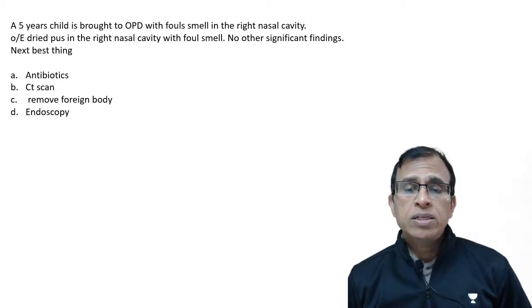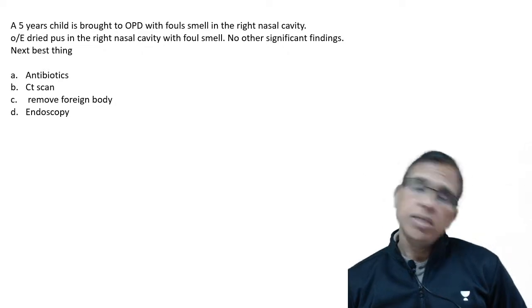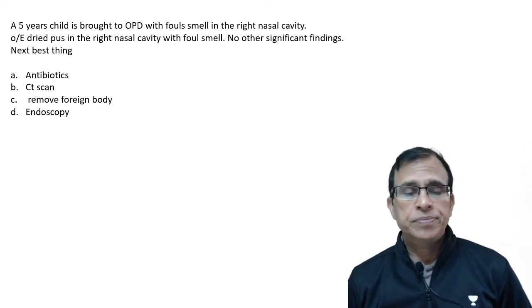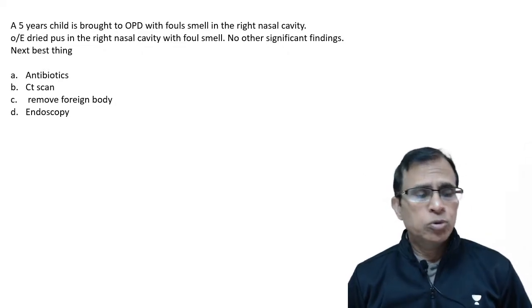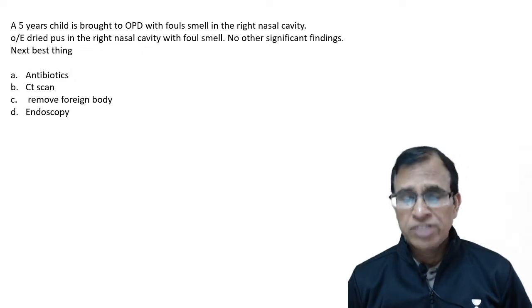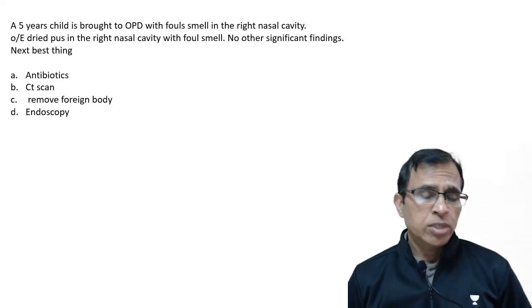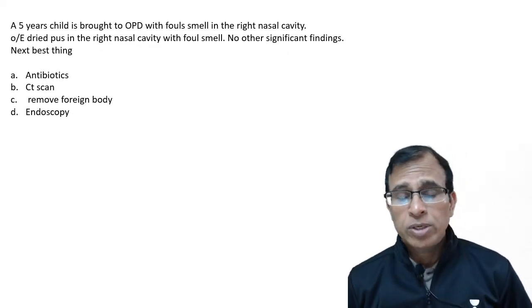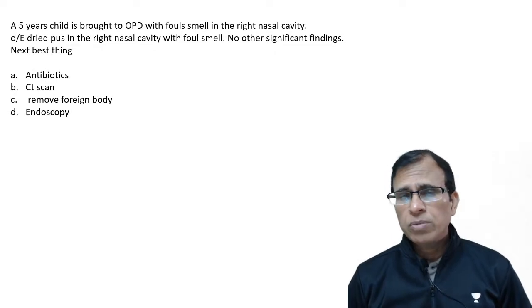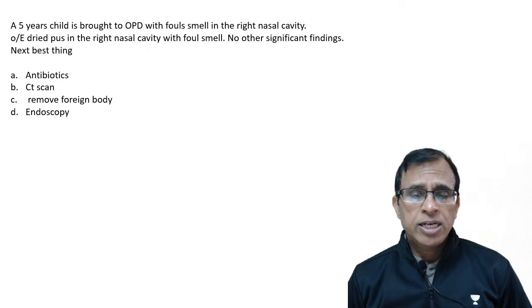See, foul smell in the right nasal cavity, one-sided, in a child around 5 years old with dried pus in the right nasal cavity is most probably a foreign body. I told you that up to 2 or 3 years there is no foreign body in the nose because the child is usually with the mother under supervision. Once the child starts going out and playing with friends, the chance of foreign body increases, which is very common around 4 or 5 years of age, because the child is experimenting.